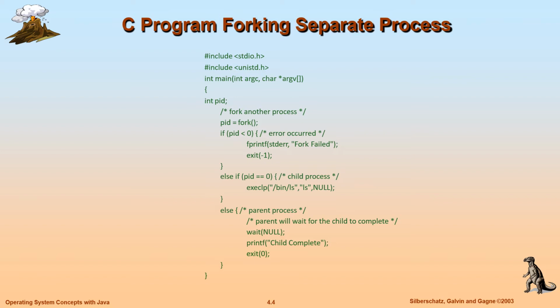If pid is equal to 0, then the child process exists, and we are using this exec command here, which will be executed by the child. Meanwhile, you see this else part: the parent process, since the parent also executes in parallel, waits until the child process completes. Okay, this program gives a very good example of the fork and exec system calls.